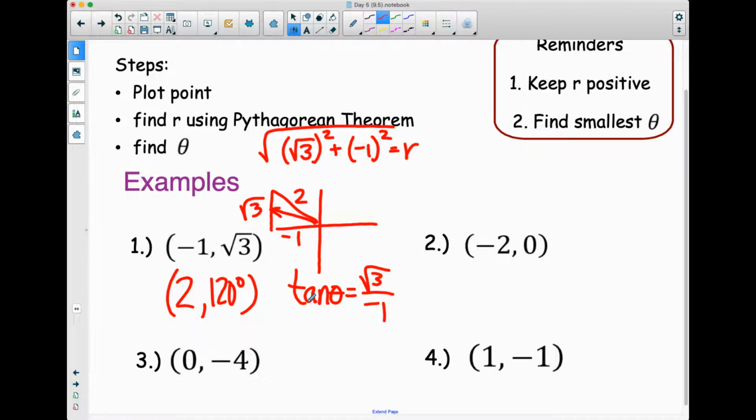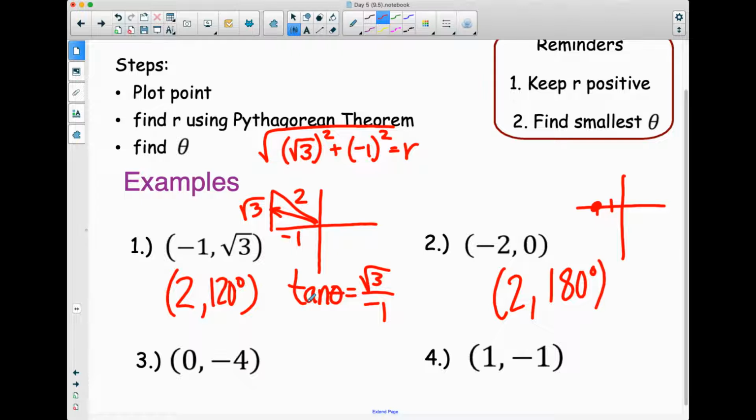Now, for example, the next one, I can't really draw a triangle if I'm on (-2, 0). But what's my radius here? -2. Be careful. 2. 2, okay. And what degrees are we at? 180. So sometimes just drawing the picture gets you your answer instantly.